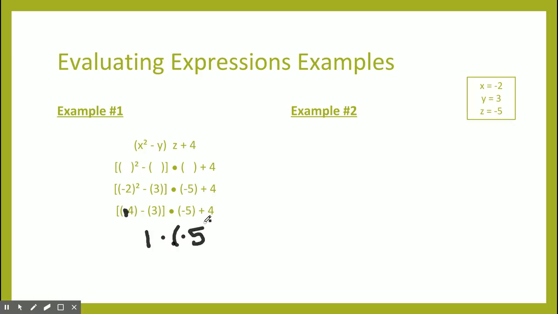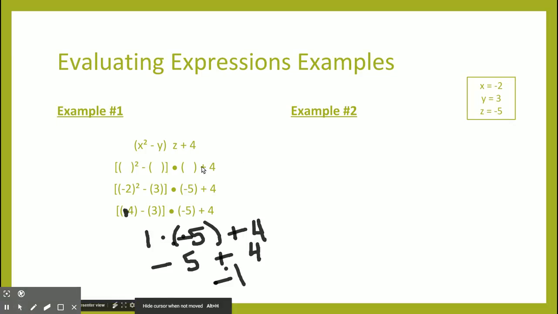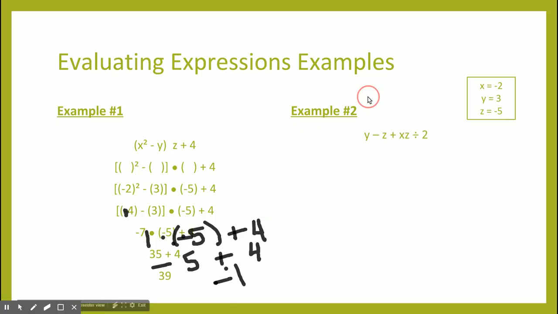Sorry, my little pen here isn't so good. Plus 4. I know, it looks terrible, right? All right. And 1 times the -5 then would be -5. Plus 4 is going to give us a -1. There we go. Whew. Okay. So then as you can see, you're just following those rules of order of operations. I know, and then these answers are going to be totally off right now, but that's okay. All right, so example number 2, and let's hope that one goes well.